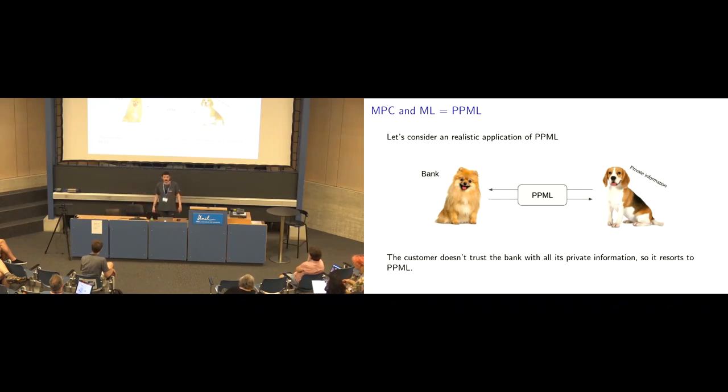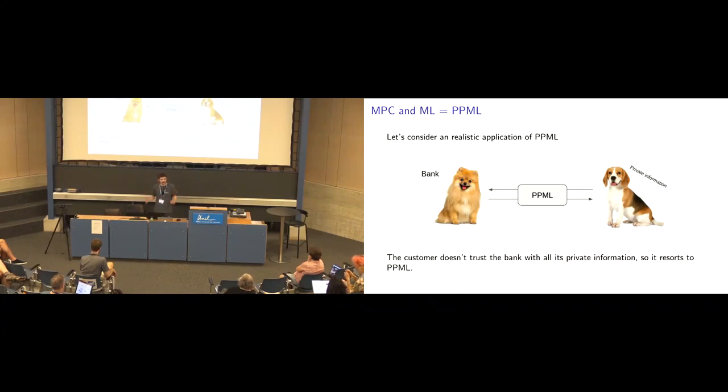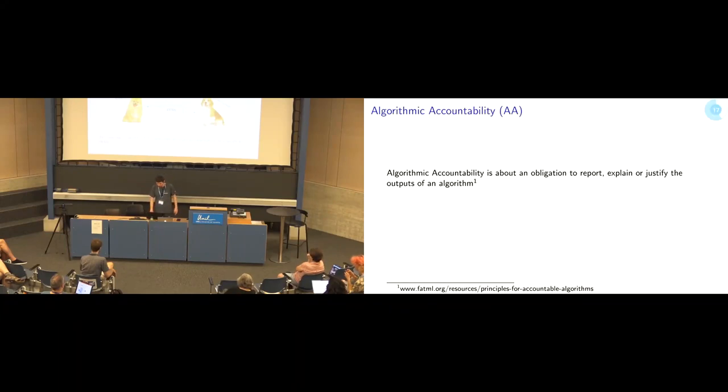Vice versa, the bank could say, I don't trust you with my super fancy proprietary model, so I also want to use PPML, and everybody is happy. And this protects privacy, right? Because that's what it gives you. It also makes sure that the model was evaluated correctly, because otherwise the protocol would abort.